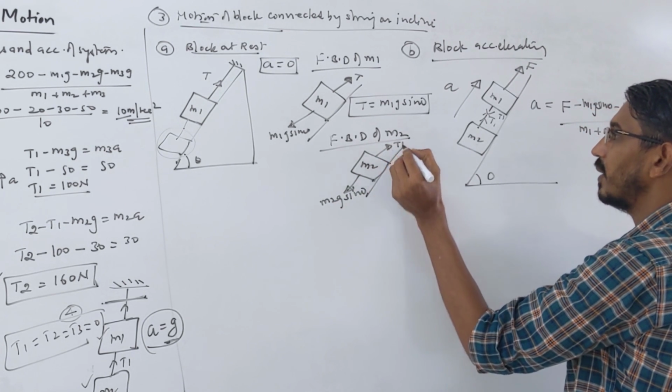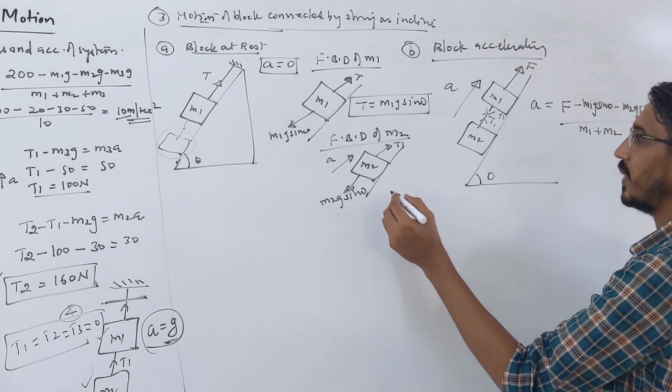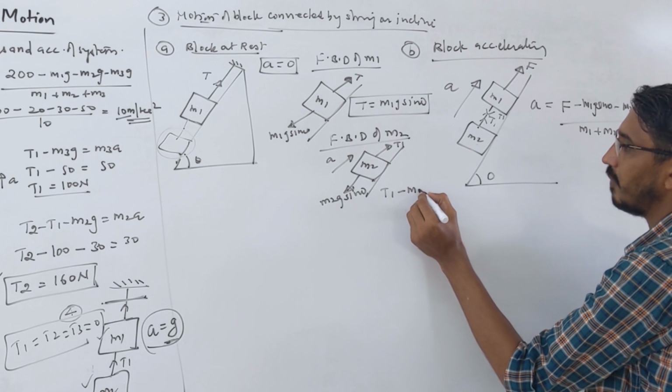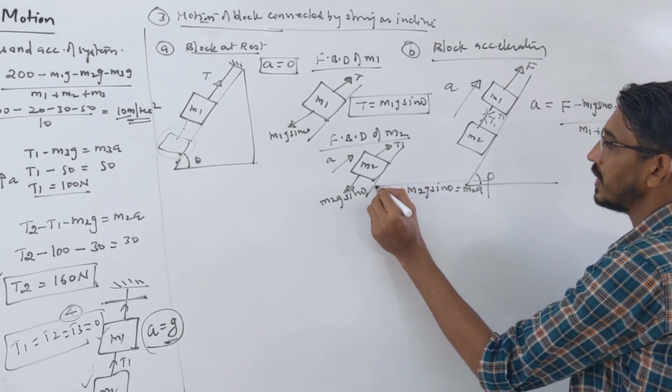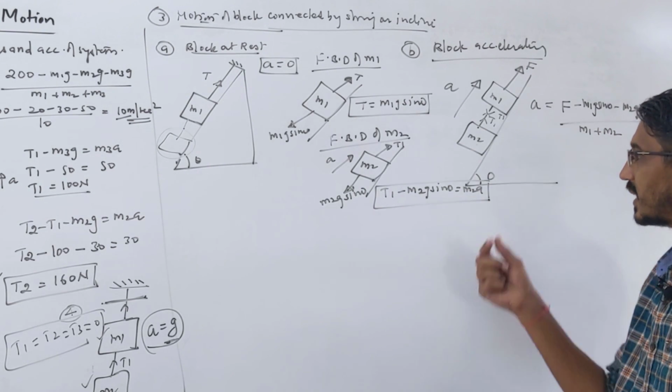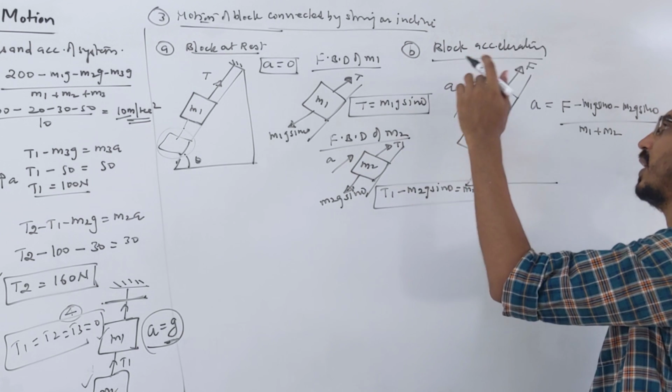Upward is your T1, and it is accelerating in this direction with acceleration A. So what is the answer? T1 minus M2G sin theta is equal to M2 into A. That's your answer. The acceleration is already calculated here, so you can put it here. Same way you want to find the tension here.